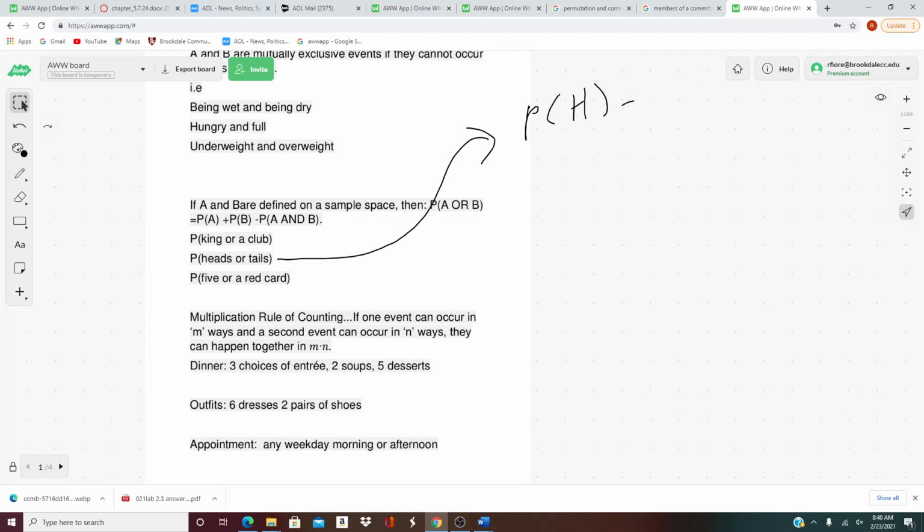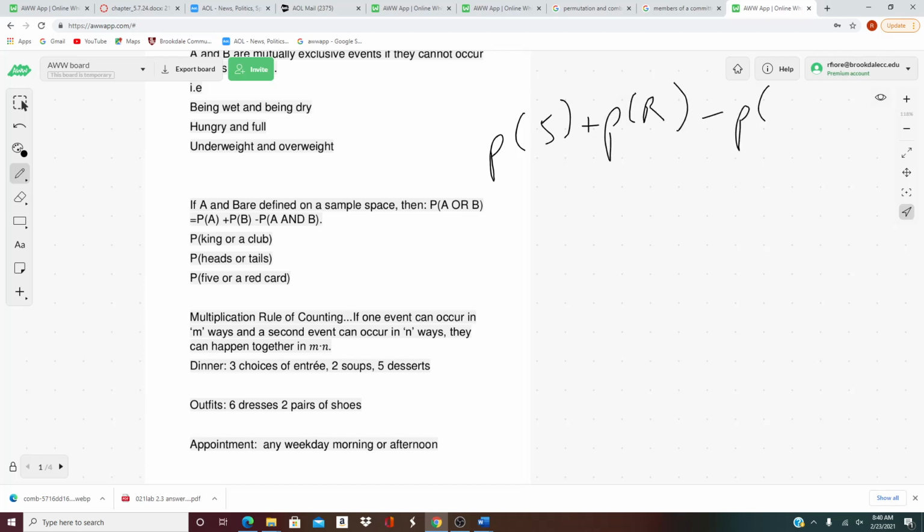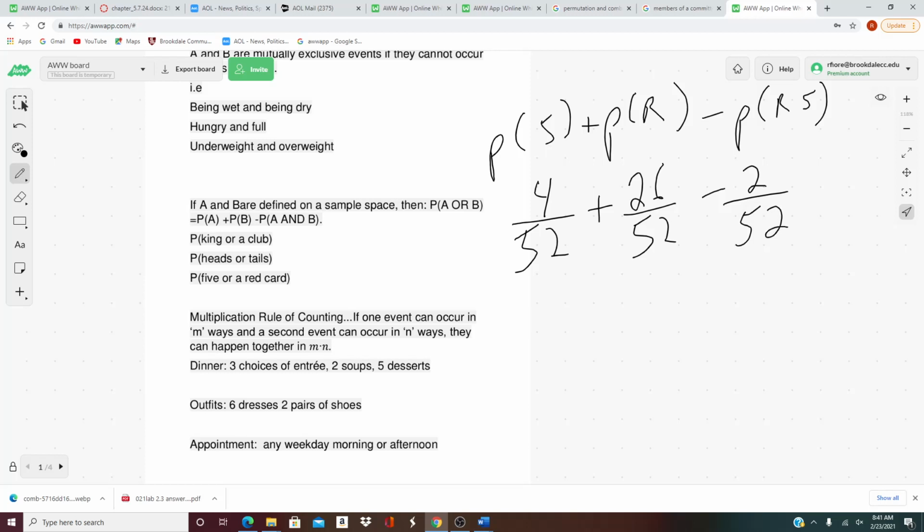Of course, when you're doing an exam, you'll come up with a final answer, and you do have a calculator for that. The probability that it's a 5 or a red card. Well, that'll be the probability that it's a 5 plus the probability that it's a red minus the probability that it's a red 5. Well, let's take a look here. There are 4 5s out of 52 cards in the deck. There are 26 red cards in the deck, and there are 2 red 5s in the deck.